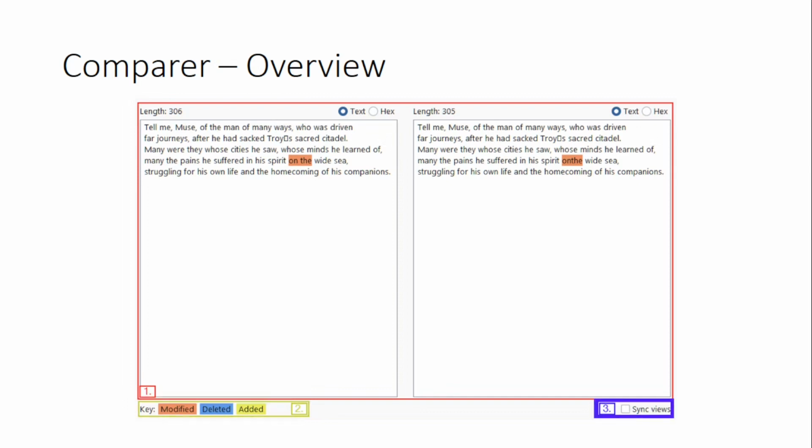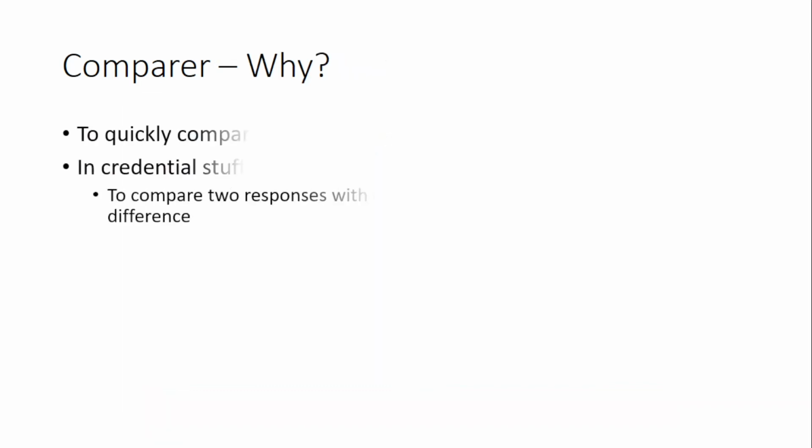And then there is the sync view checkbox. When this is selected, both sets of data will sync formats. So if we change one of them to hex, the other will do the same to match, and vice versa. So why do we use Comparer?